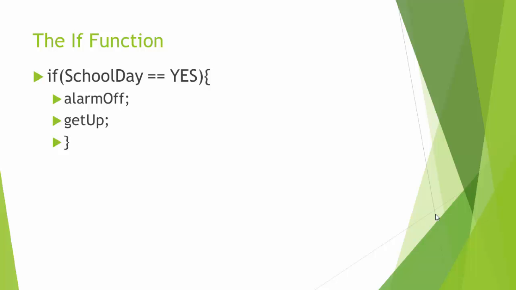Our if function would look something like this. If school day is true, if it's a school day, we turn off the alarm and we get up. So what happens in this case, the stuff inside the curly brackets executes only if the statement inside the normal brackets is true. If it's a school day, turn off the alarm and get up.